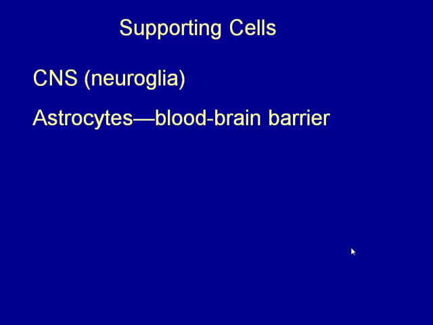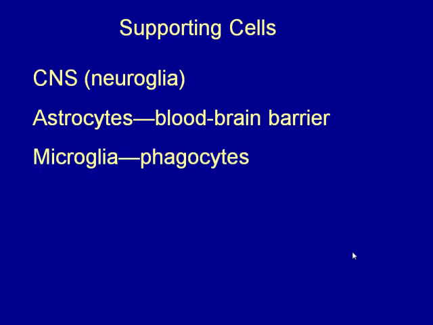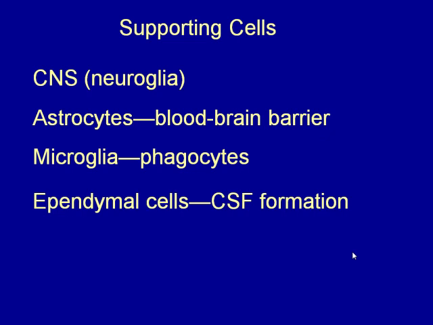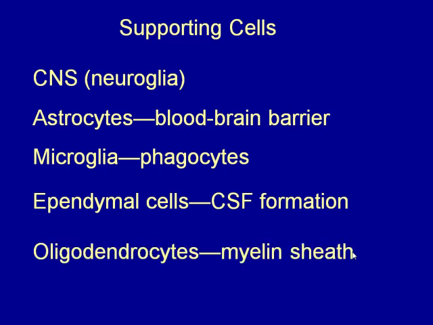There are 6 kinds of supporting cells, or glial cells. In the central nervous system, the neuroglial cells are the astrocytes, which help produce or form the blood-brain barrier, the microglia, which are phagocytic cells, the ependymal cells, which are involved in cerebrospinal fluid formation, and the oligodendrocytes, which form the myelin sheath on the nerves inside the central nervous system.